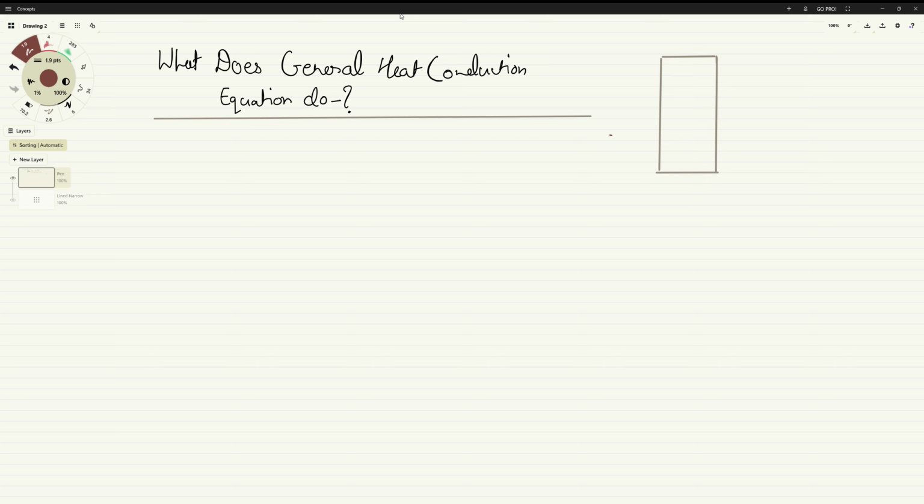You all must have seen all those huge equations, like the general this equation, general that equation, the general heat conduction equation, which we derived in the previous video. But have you wondered what this huge equation really does? What is the reason we are studying this? So today we'll be seeing one of the use cases of how this equation works.